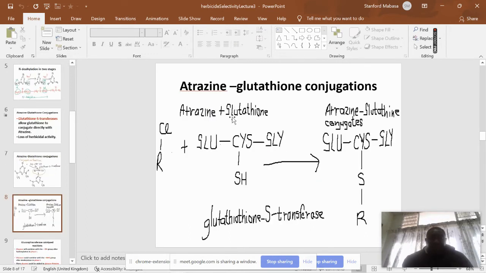This is the simplified version. If we can represent atrazine with this structure, then this is glutathione, having these amino acids, glutamate, cysteine, glycine, and the SH attached to the cysteine. And of course, this SH will link up with the atrazine at the Cl, forming this structure. And this is glutathione S-transferase, the enzyme which catalyzes this process.